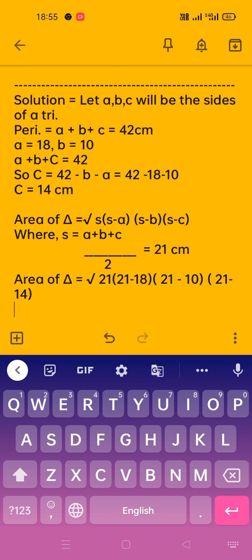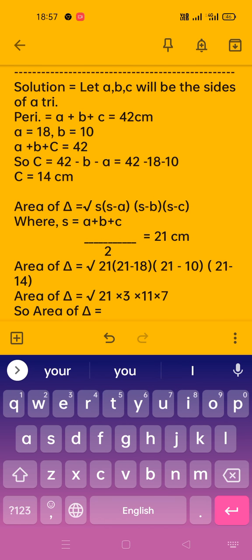area of triangle. Now we have to just subtract it. Okay, 21 minus 18, it will be 3. Okay, and 21 minus 10, it will be 11. 21 minus 14, it will be 7, right? Then we have to multiply 21 multiply 3 multiply 11 multiply 7 and just solve it. Furtherly, we got the under root, some under root, and then we got the area. Okay, so we wrote the value under root 21 multiply 3 multiply 11 multiply 7. Now we have to multiply all these things.